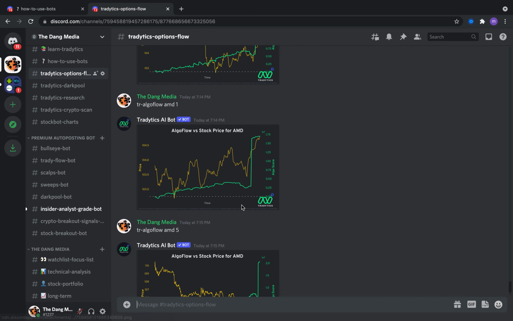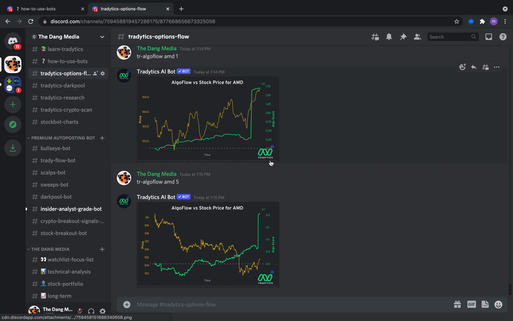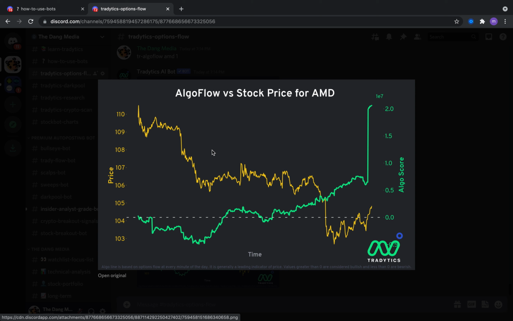Okay, so we'll move on, and a lot of the time I'll go over bullish divergence and bearish divergence. When you see price going down like this, yellow is AMD's stock price. We can see it's in a downtrend on the 5-day chart, and then we can see the Algo Flow. It was slowly going up, and then we had this big spike today. So when Algo Flow is up and price is down, that creates a bullish divergence.